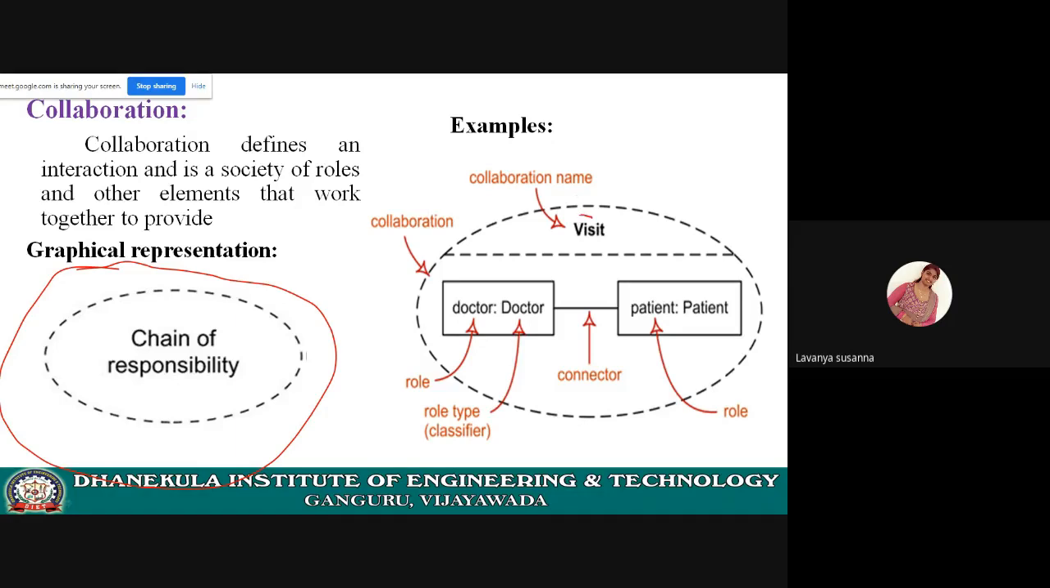See, the name of this collaboration is visit. Which classes are collaborating? Doctor and patient. Role is patient and role is doctor. Both are communicating. Collaboration is nothing but communication between the classes or objects along with their roles. You need to represent which role this class or object is having. And here you need to use the collaboration name at the top of the diagram. You have to use an oval symbol using dash lines.